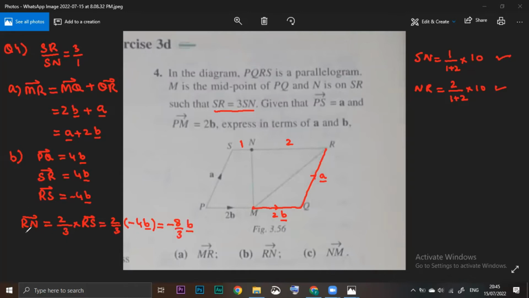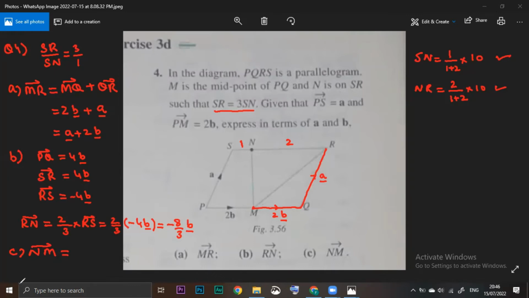Now the direction of RN and RS should be the same. That's why I have converted SR into RS. Now this one is the answer to part number B. Now the C part is to find out NM.